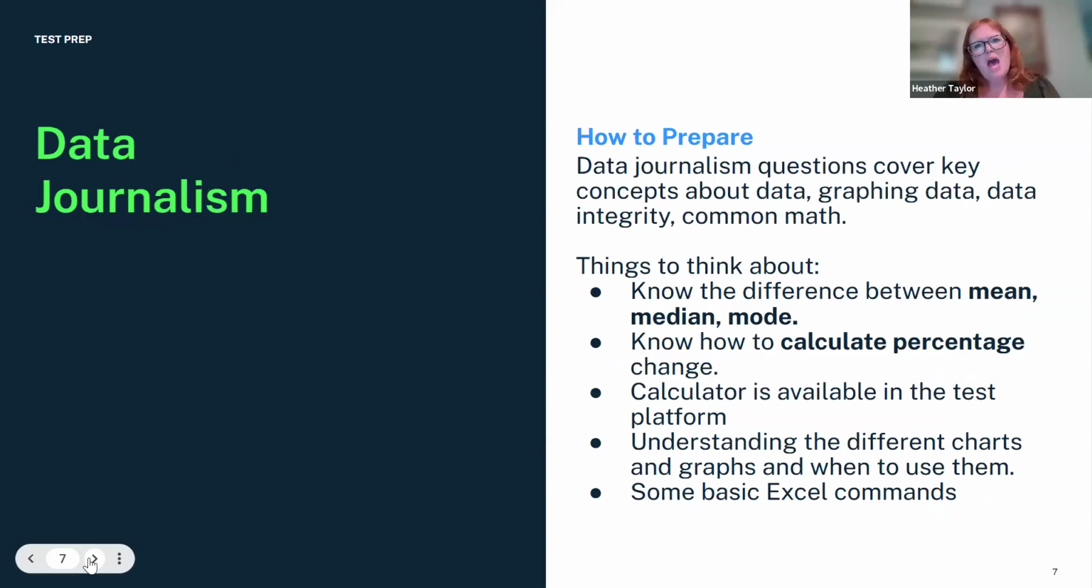Data journalism. This year it leans very much more heavy on math, and don't be scared. The really key things to know about are the differences between mean, median, mode, and how you use those different numbers as a journalist. When do journalists use median? When do they use mean? When do they use mode? And to be able to apply that in certain questions.